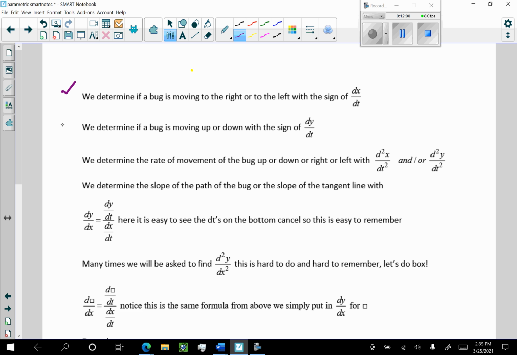Bullet number 2 here. We determine if a bug is moving up or down with the sign of dy dt. If dy dt is positive, the bug is crawling up. If that is negative, he's crawling down. What we're going to do is combine this, because no bug crawls in an exactly horizontal manner or exactly vertical manner.